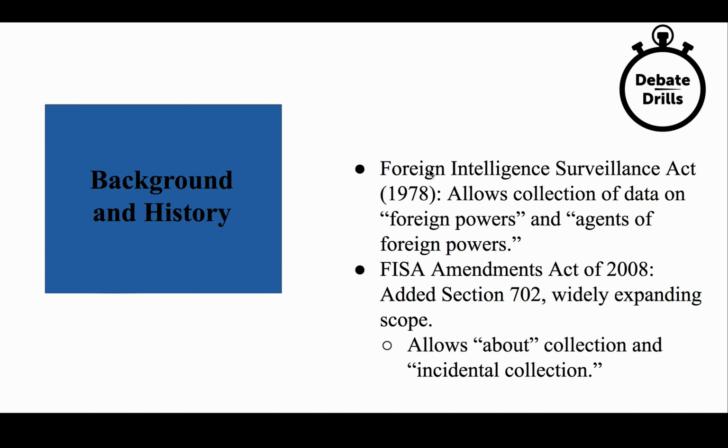It allows what's called about collection and what's called incidental collection. What this refers to is when information about somebody who may be an American citizen is caught in the mix, even if it is not the direct intention of what they were trying to collect, that can still be included.